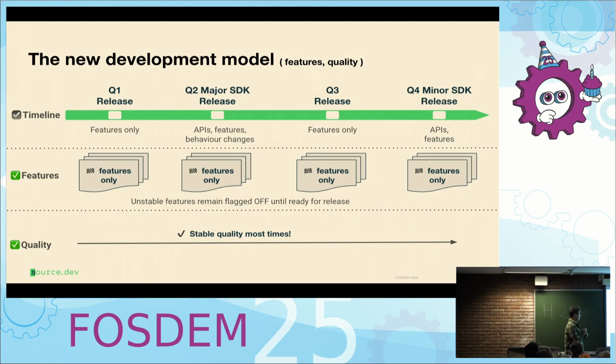So if you look at this model, it obviously prioritizes features and quality, which is very important, and then has a more granular release mechanism, which gives developers more opportunities to release the features that make the Android code base great.